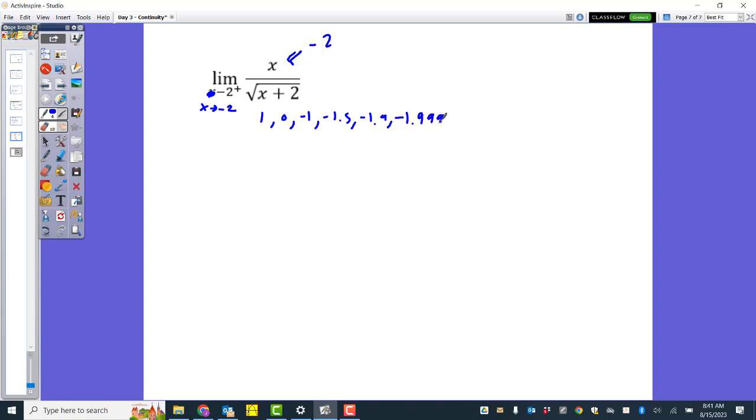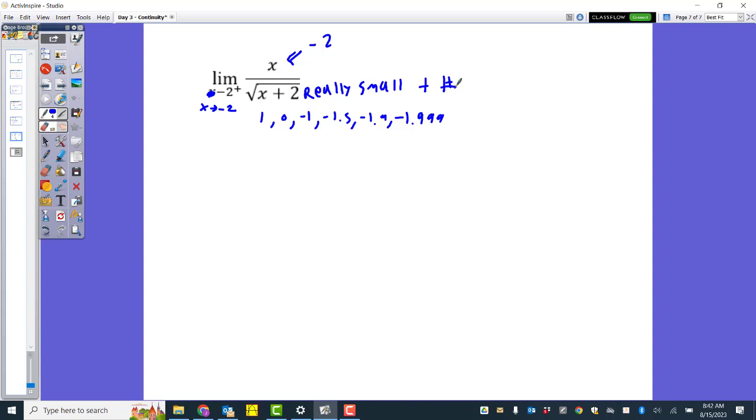2 plus negative 1 is 1, so that's just going to be 1. 2 plus negative 1.5 is 0.5. That's going to be the square root of 0.5, some positive but really small number. Negative 1.9 plus 2 is going to be positive 0.1, so once again, the square root is some really small number. So we have negative 2 over really small positive numbers.